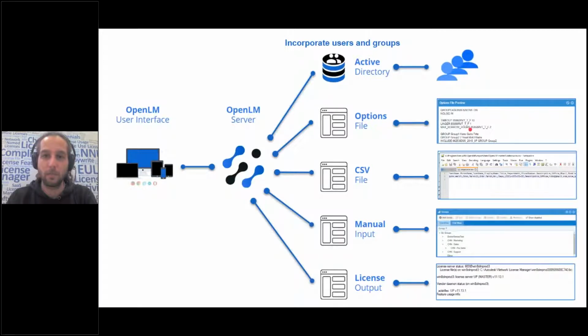If you want to fill in descriptions, if you want to get all the users from your Active Directory, you can synchronize OpenLM with your Active Directory to just get all the users from it. You get all their users, all their details, and you can even get all the groups that you might have there.